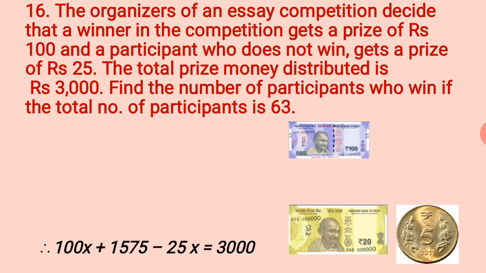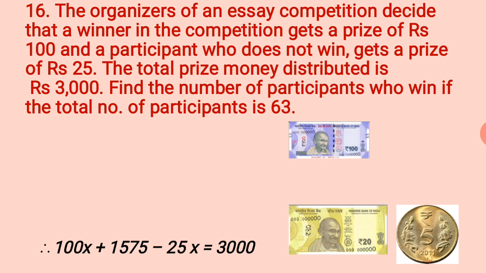One more example to go. Question number 16. The organizers of an essay competition decide that a winner in the competition gets a prize of rupees 100 and a participant who does not win gets a prize of rupees 25. So, one essay competition is being held. Some participants will win, the others will not, but both are getting some amount. The one who wins is getting 100 rupees as a prize, and the one who is only participating, not winning, is getting 25 rupees.